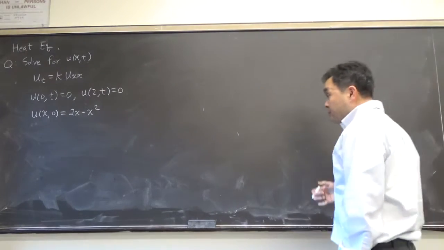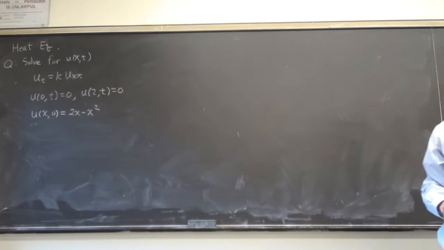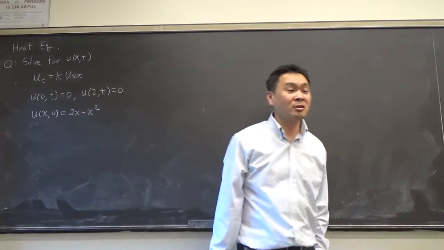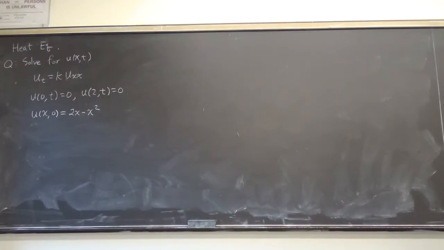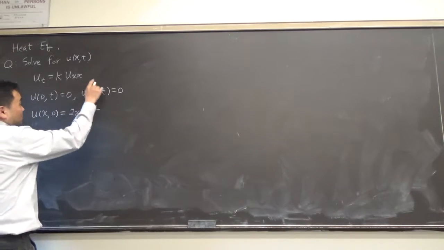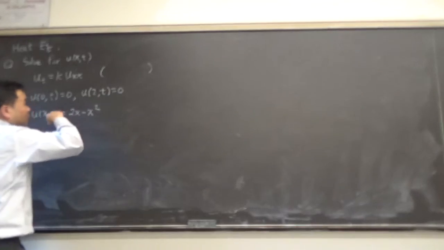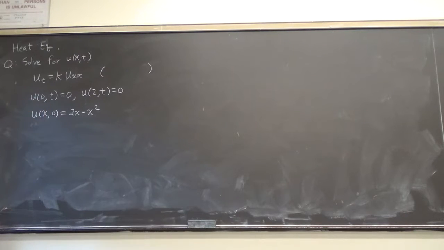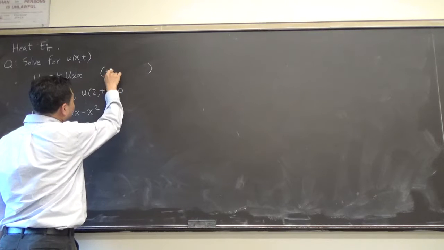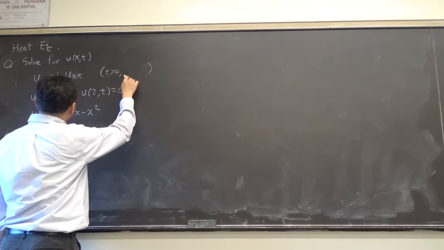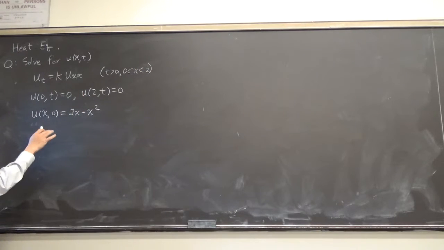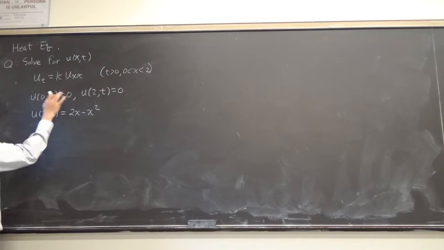Okay, so let's say we're given this heat equation with the boundary conditions and this initial condition, and let's try to solve this, right? Usually they come with some conditions for x and t, but it's not too important. So this will be true for positive time, and x would be between 0 and 2, because see, it's touching ice at 0 and 2.